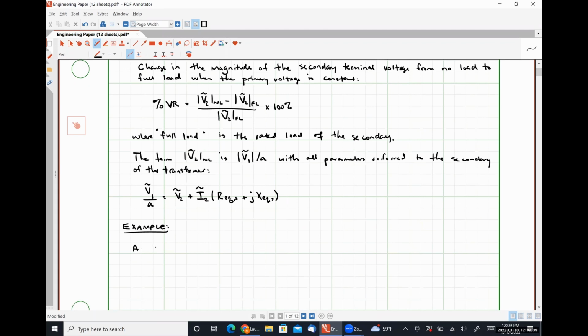Let's say that we have a 100 kilovolt ampere, 7200 to 240 volt transformer. It has the open circuit and short circuit tests applied to it. And the following data is collected.